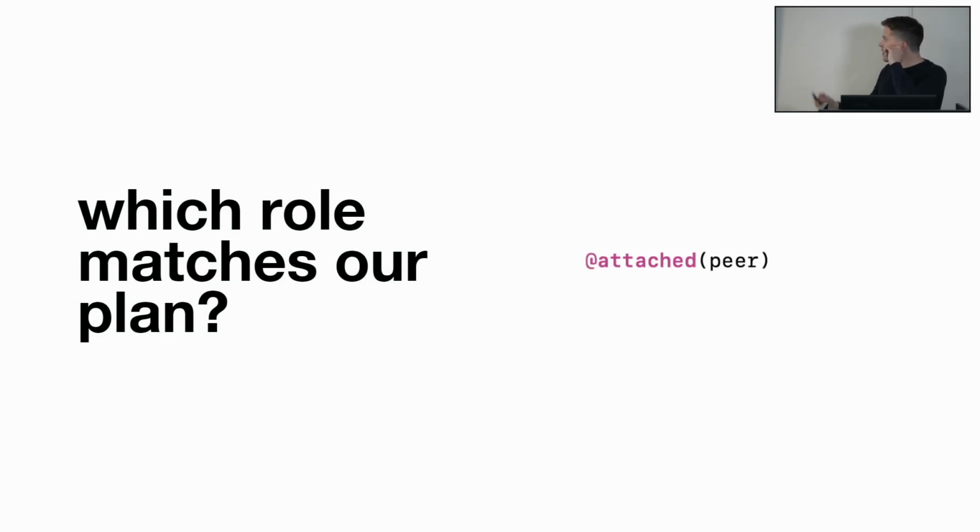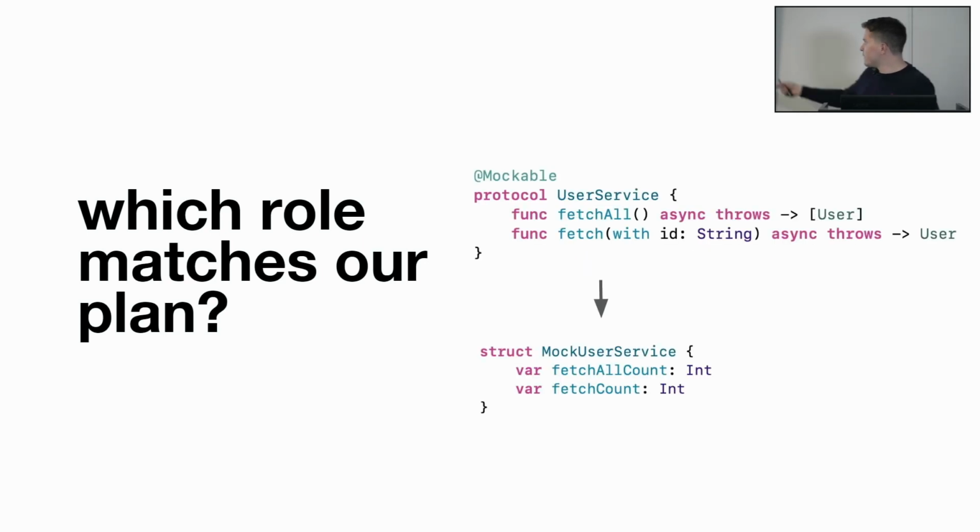Okay, I will spoil it. The correct role for it is a peer macro, because we will generate a peer for the protocol. So we will generate a declaration in the same scope as the protocol lives in. And that's why the appropriate role is the peer role.